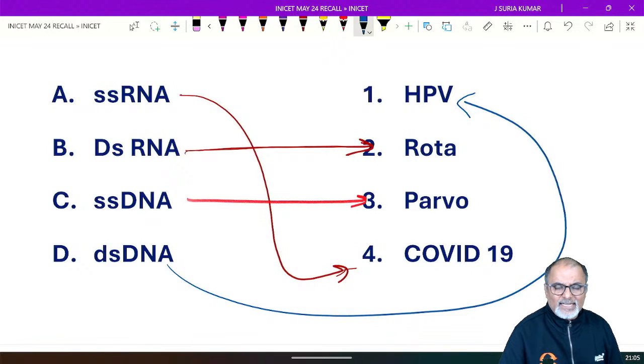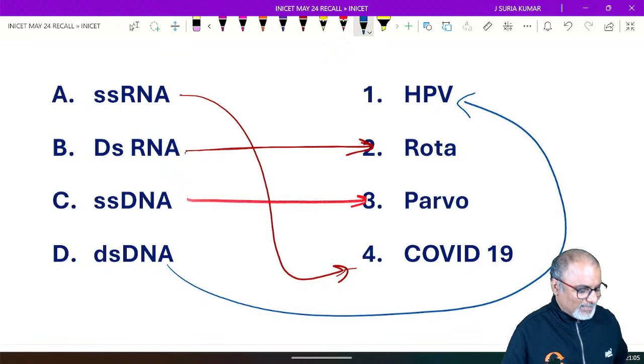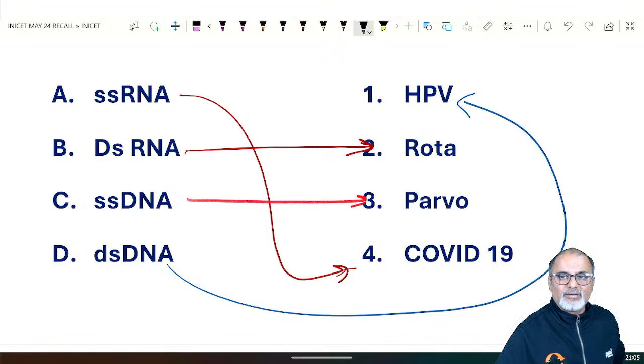All RNA viruses are single stranded except rotavirus. All DNA viruses are double stranded except parvovirus, which is single stranded. That's all. If you know these two points, you can answer beautifully. Got it?